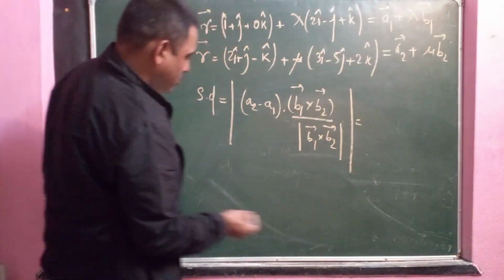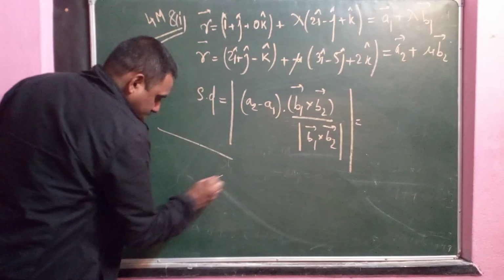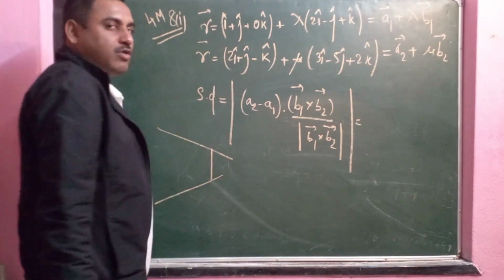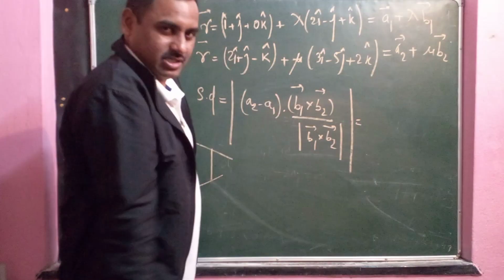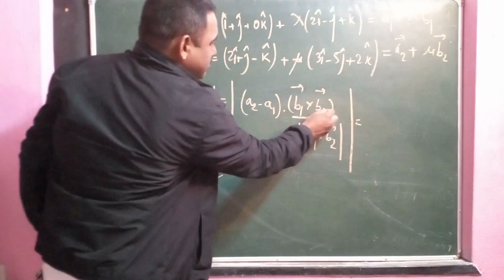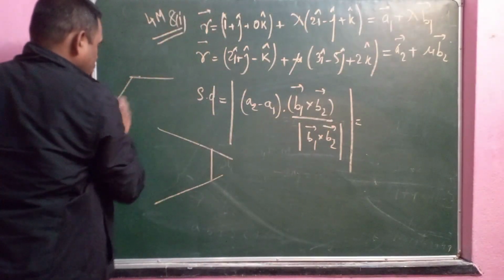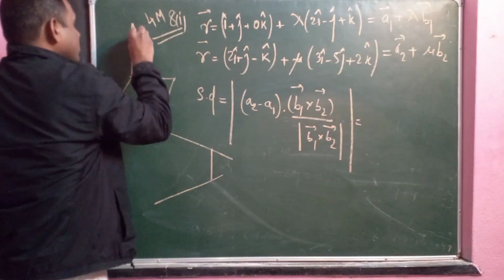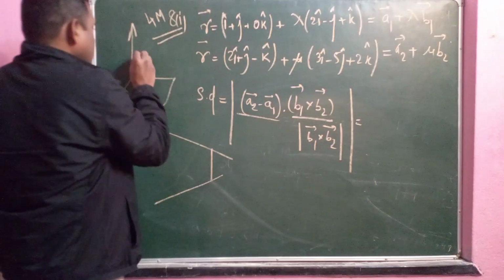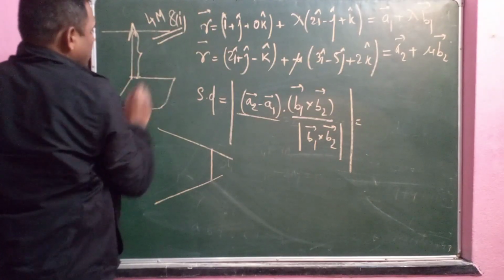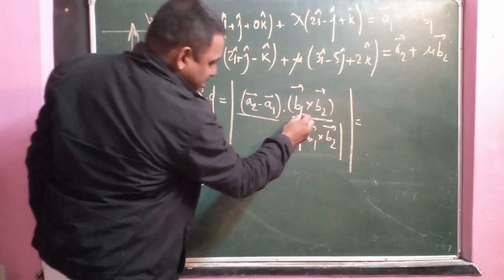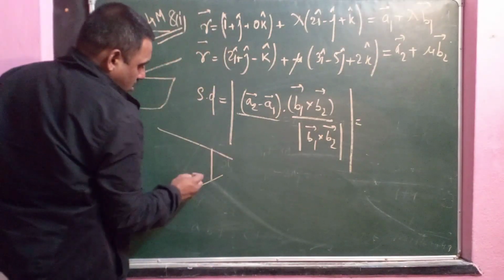Skew lines is what I told you in the demonstration. These two are not parallel lines. These are skew, non-parallel and non-intersecting, in 2 different planes. So that is the perpendicular. B1 cross B2 is what? Suppose B1 is here, B2 is here. So B1 cross B2 is this, perpendicular. When you multiply with A2 minus A1, that gives you the perpendicular distance between 2 skew lines. B1 cross B2 divided by its magnitude is a unit vector perpendicular to the plane containing both.